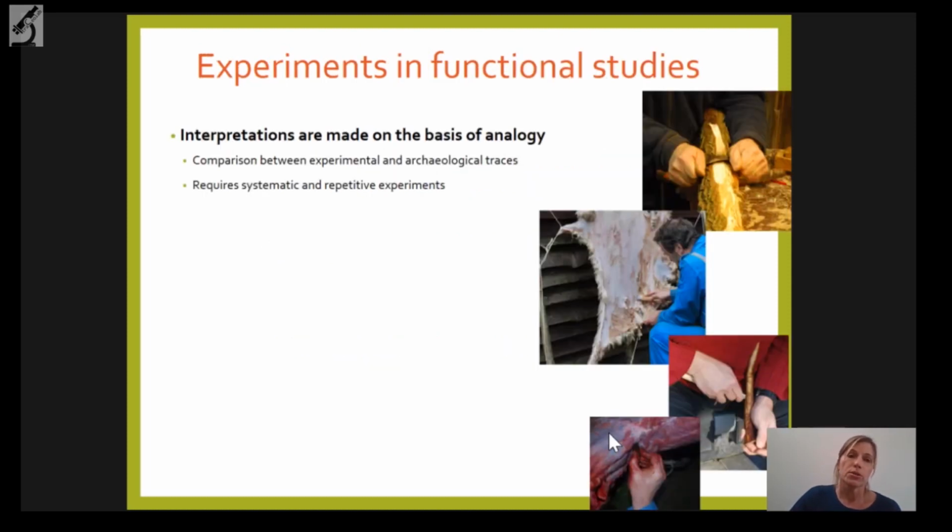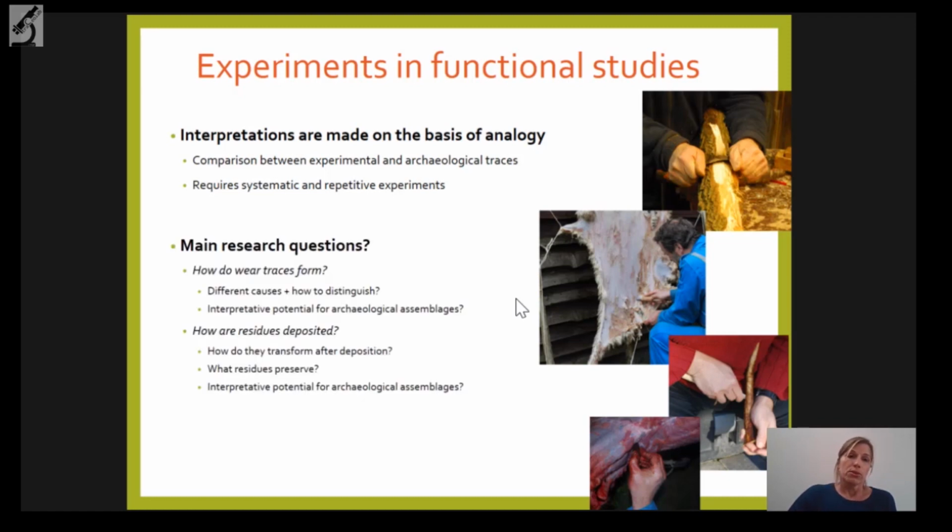In functional studies, interpretations are made on the basis of analogy. This means that we compare the experimental wear traces that are produced with archaeological traces in order to be able to interpret them. To allow a reliable analysis, this requires systematic and repetitive experiments that can build up an entire reference collection. The main research questions for these kinds of experiments are how wear traces form, the different causes and how to distinguish them, but also to translate this to a potential for archaeological assemblages.